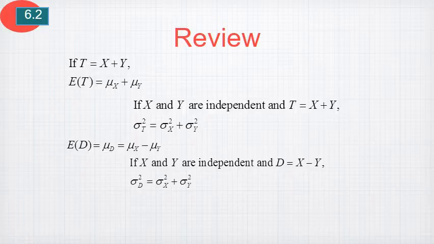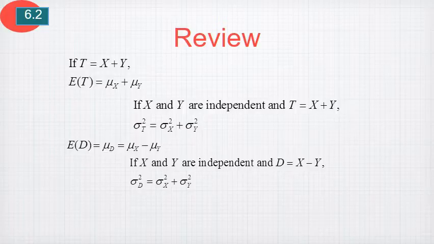When we're talking about adding two random variables together, that would be taking our total and saying that our total is x plus y. So our expected outcome is going to be our mean of x plus our mean of y. That would be how we come up with the mean of our total, right? So that's how we do the mean.